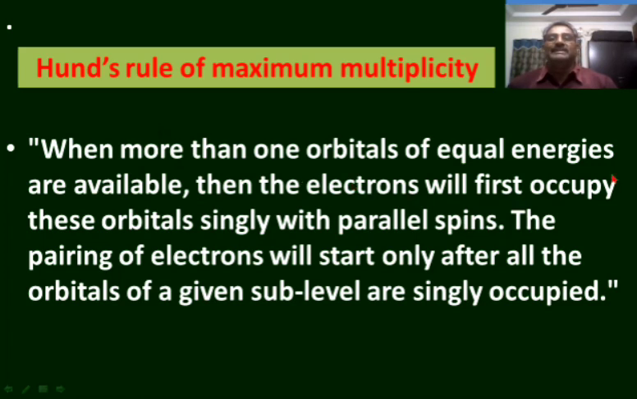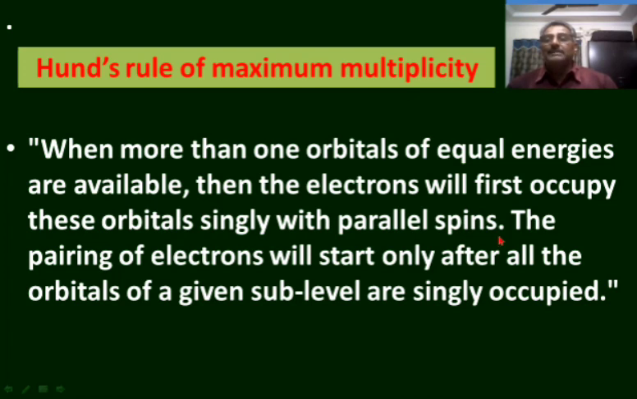of equal energies. When more than one orbital of equal energies are available, then the electrons will first occupy these orbitals singly with parallel spins. Electrons occupy the degenerate orbitals singly first. Though there is an accommodation for 2 electrons in each orbital, electrons will not pair up first.